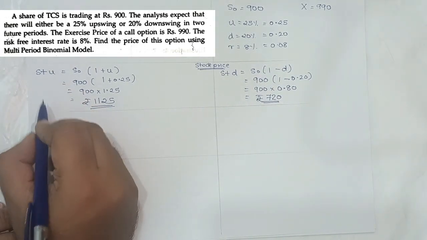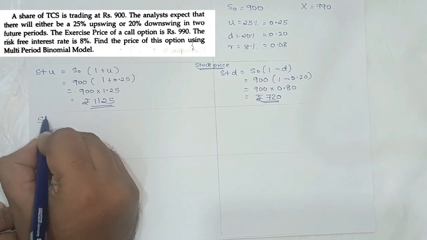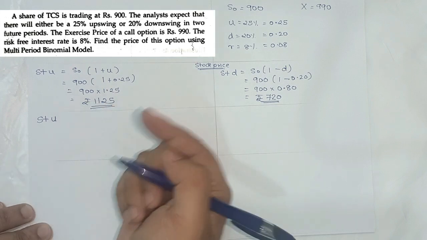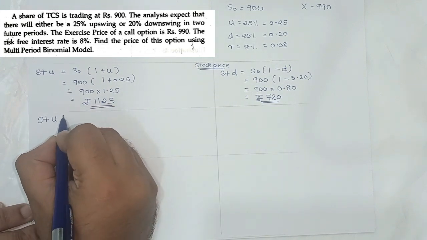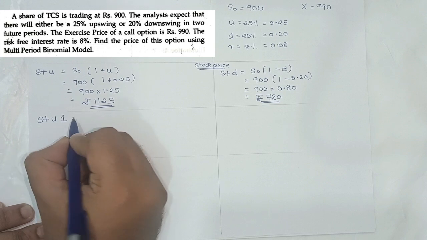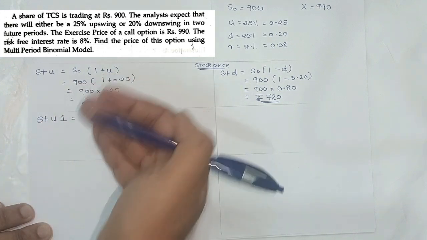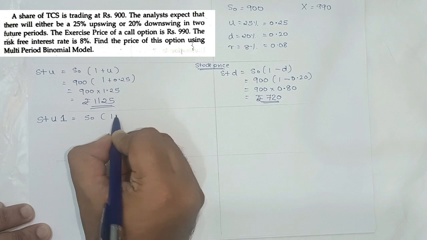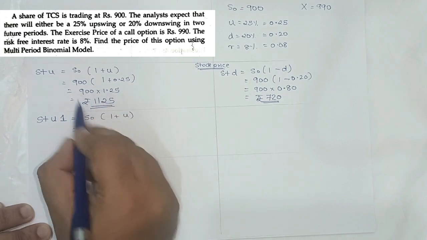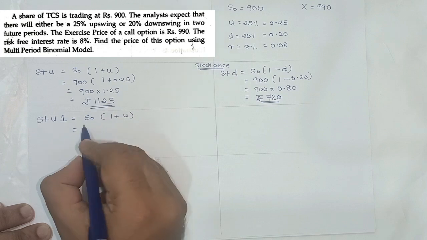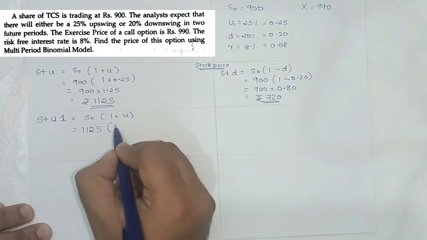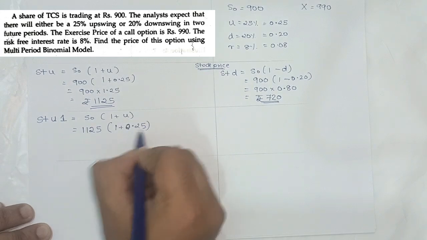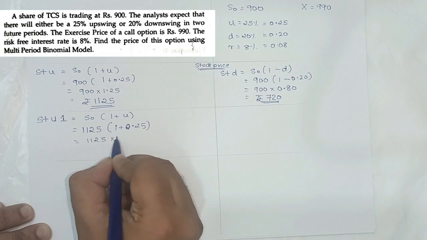For the upswing, I'm writing the stock of upswing for one. This is the first upswing which I can have. That stock which I got can have an upswing, or it can even have a downswing. So how do we do that? The formula again will remain the same, 1 plus u. Whatever upswing stock price I have got becomes the base now, and in the second year I can add another upswing of 25%. So that will become 1125 into 1.25.